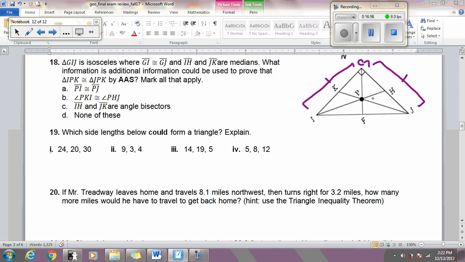IH and JK are medians, which means H is a midpoint of GJ. So since H is a midpoint of GJ, let's add two tallies here. These two are the same. Since JK is also a median, K is a midpoint. So that means GK and IK are the same.